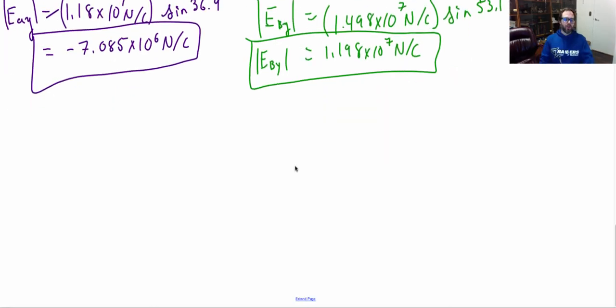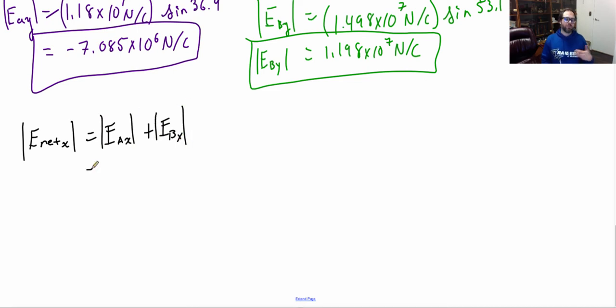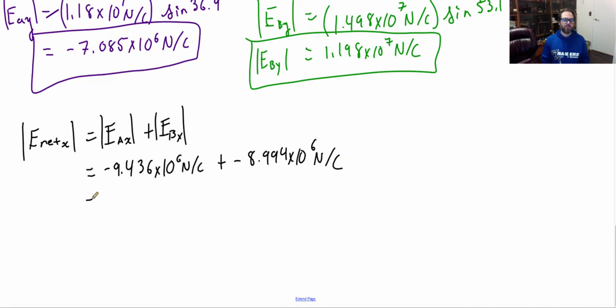So now let's combine my x components. I'm going to have the net electric field in the x is equal to the electric field of A in the x plus the electric field of B in the x. Both of these are going left, so my sum is going to be negative and each vector is negative. So we have negative 9.436 times 10 to the 6 newtons per coulomb plus negative 8.994 times 10 to the 6 newtons per coulomb. That's going to end up giving me negative 1.843 times 10 to the 7 newtons per coulomb.